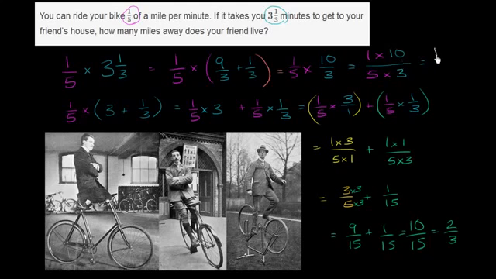1 times 10 is equal to 10. 5 times 3 is 15. 10/15 we already established is the same thing as 2/3. So your friend lives 2/3 of a mile away from you.